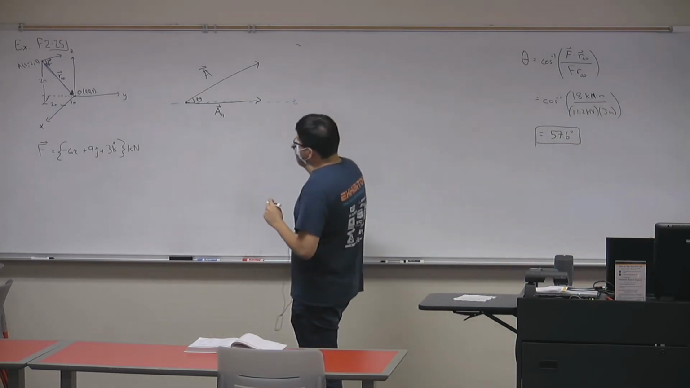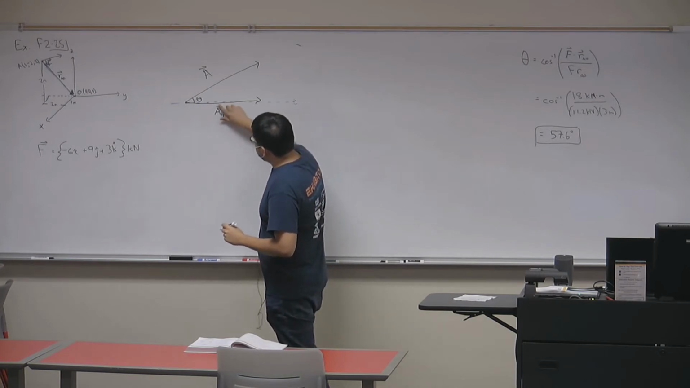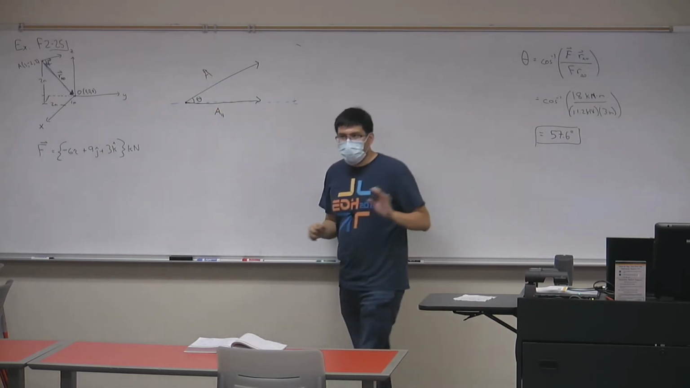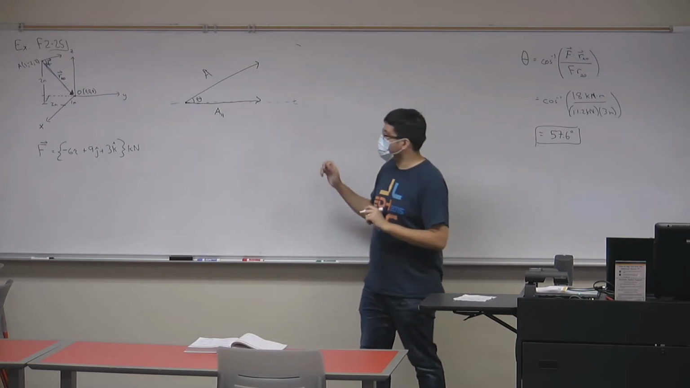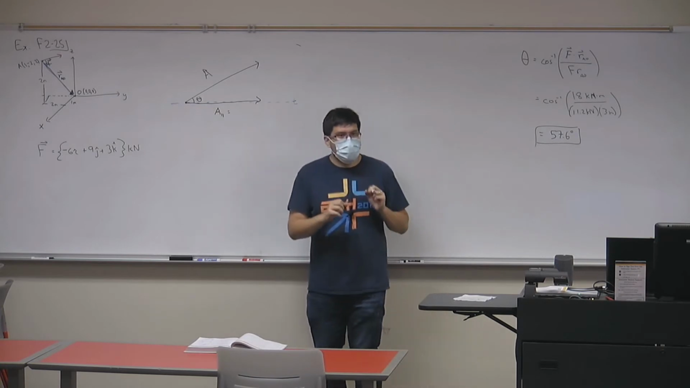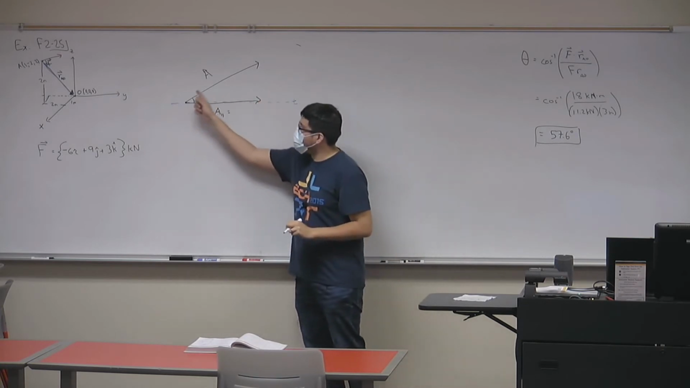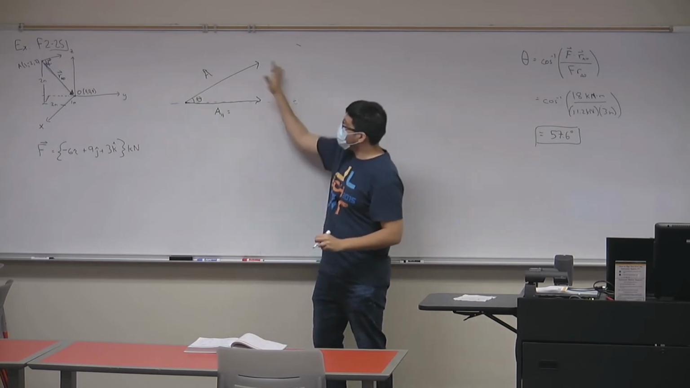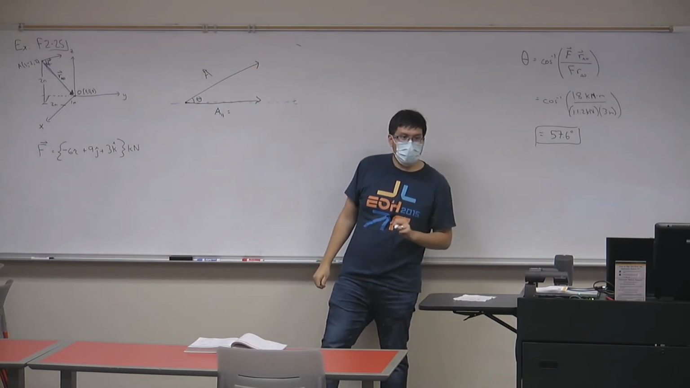Now, let's say that instead of dealing with vectors, let's say that we only know their magnitudes right now. We only know their magnitudes and the angle. In terms of magnitudes, how can I calculate the magnitude of this projection, given the information already on the board?